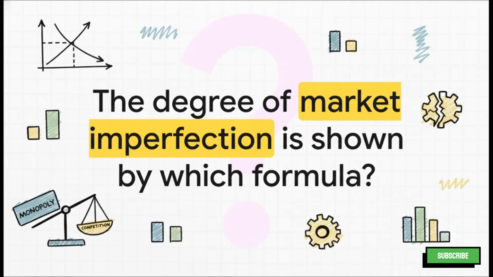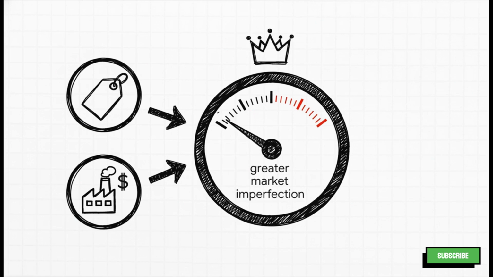Next up, let's talk about market power. So how do we actually measure how much monopoly power or imperfection there is in a market? Which of these formulas does the job? And the formula you're looking for is price minus marginal cost, all divided by price. This has a name, of course. It's the Lerner index. It's a really neat way to put a number on a firm's market power. The closer that number gets to 1, the more imperfect the market is and the more monopoly power that firm has.